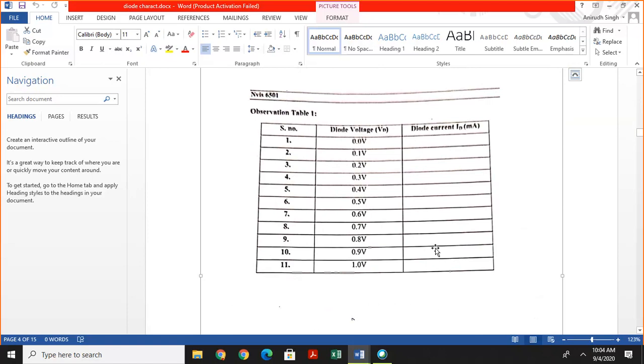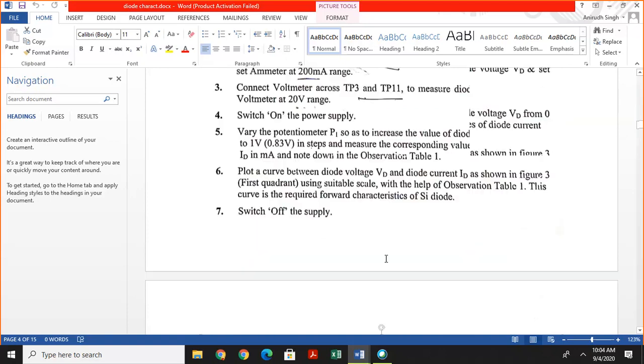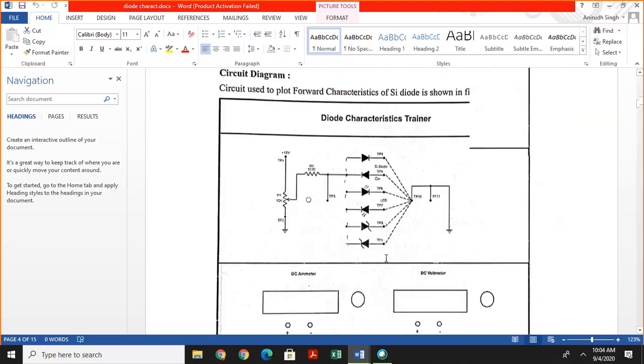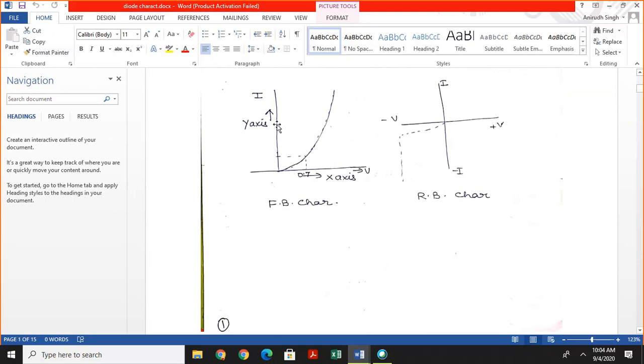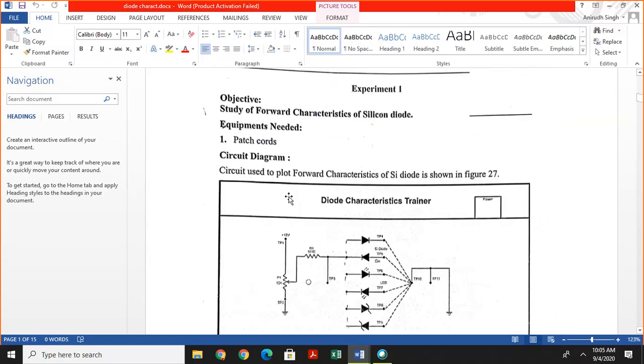Then we draw the VI characteristic. The VI characteristic is like this characteristic. Current is drawn on the y-axis, voltage is drawn on the x-axis, and we get a curve like this. This is the theoretical forward characteristic of a diode.